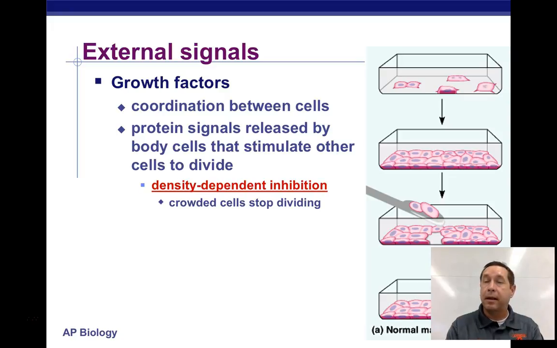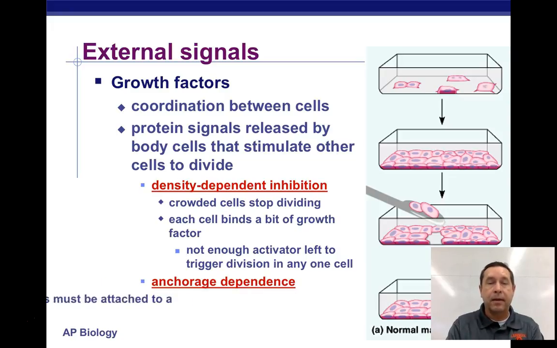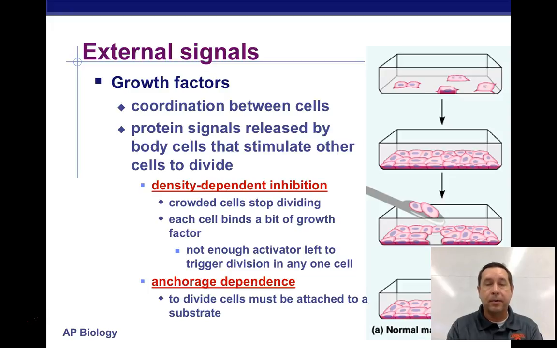Now this is where cancer and tumors lose this density-dependent inhibition. So the cells bind, a bit of growth factor is not enough activator left to trigger division of any one cell. There's also something called anchorage dependence. To divide, cells must be attached to something. They can't be just floating around in some type of fluid. So there are touch sensor receptors that make sure the cell is attached to something before it starts dividing.